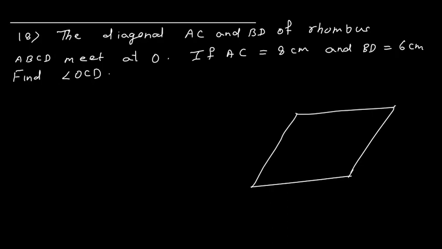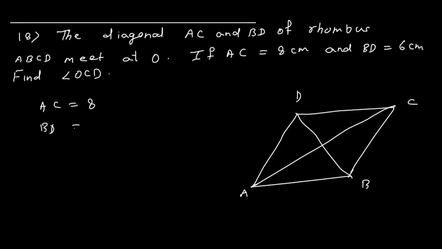Diagonal AC is 8, so let us say this is 8. This is AC. This will be B and this will be D. So AC is 8 and BD is 6. Here, what is given? AC is 8, BD is 6. We know the property of a rhombus, that the diagonals are perpendicular bisectors of each other.